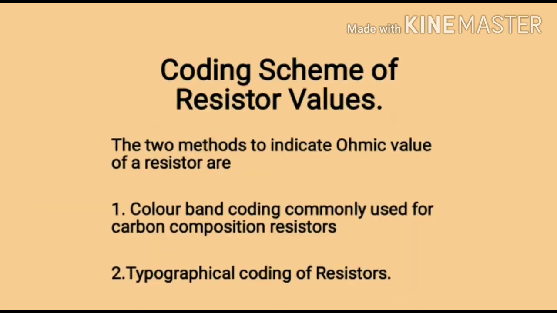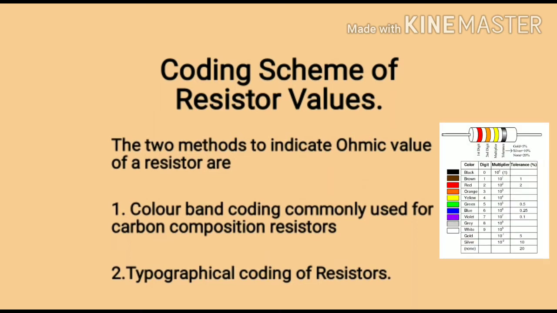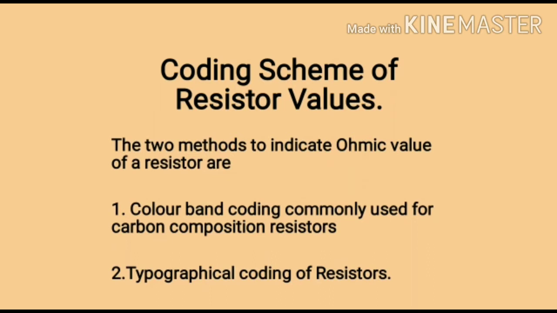Let us start coding schemes of resistor values. There are two methods to indicate ohmic value of a resistor. They are: number one is color band coding, commonly used for carbon composition resistors, and number two is typographical coding of resistors.